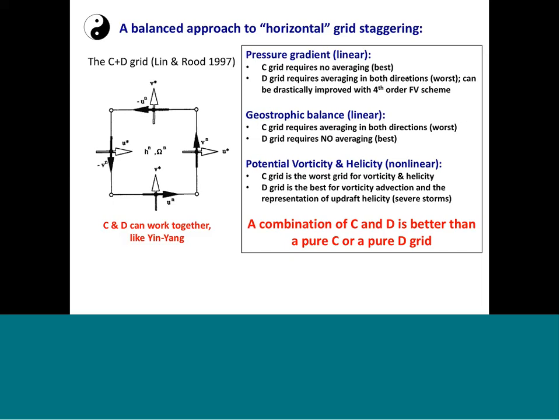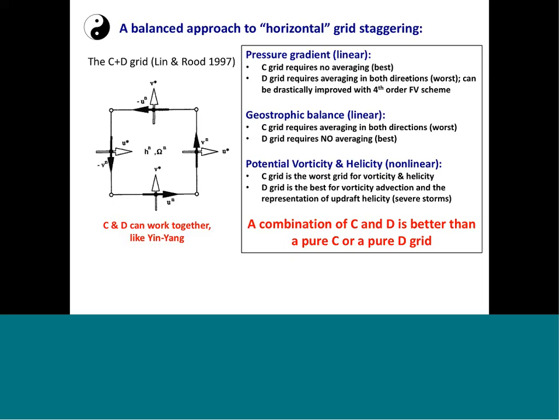Forget about the linear aspect. The linear aspect is what Arakawa-type analysis failed to tell you the whole story about. It is just painting the story partially. Now, C-grid is the worst possible grid for vorticity and helicity. What's helicity? Helicity is the product of the vertical velocity and vorticity. So in some prediction communities, you look at absolute helicity to predict when a supercell thunderstorm may or may not produce a tornado. It is very important, but it's nonlinear. It's impossible to analyze using Arakawa-type linear analysis. But D-grid turned out to be the best possible grid for the nonlinear aspect as well.